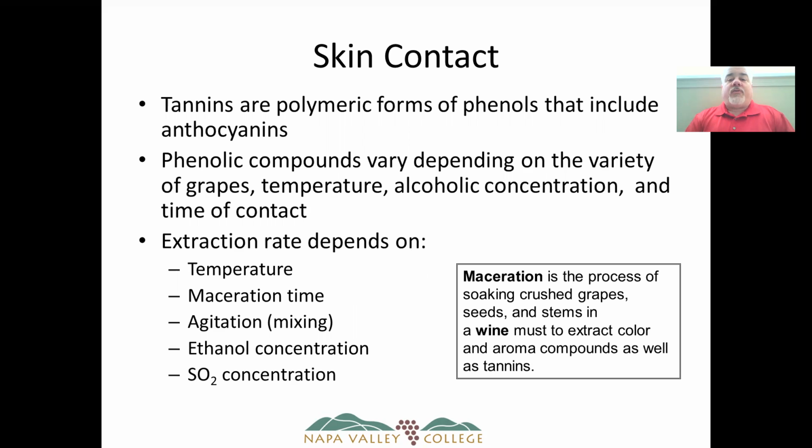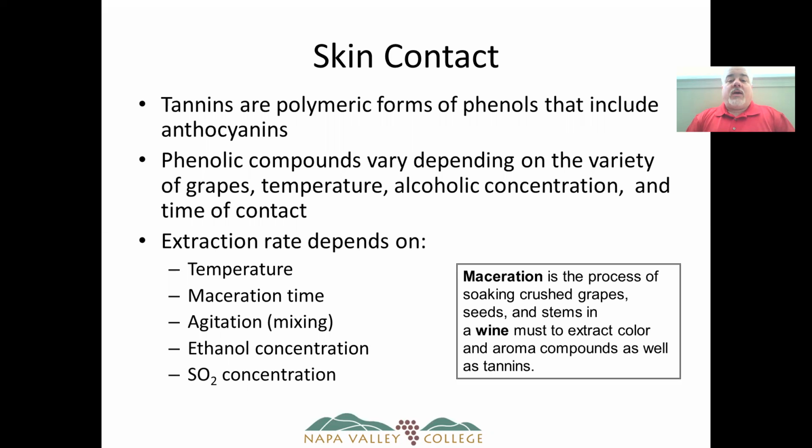Tannins are polymeric forms of phenols. Polymeric, a polymer, means that they're joined together in some sort of chain. And anthocyanins are included in these polymeric phenols.